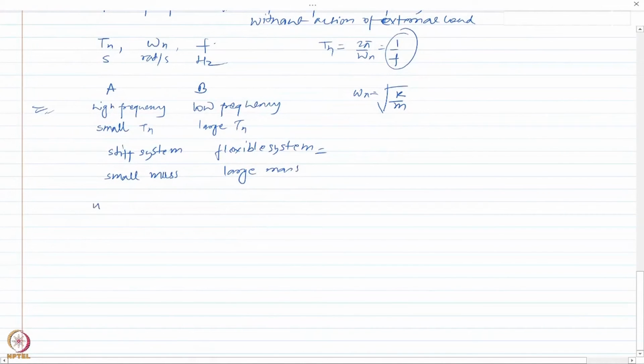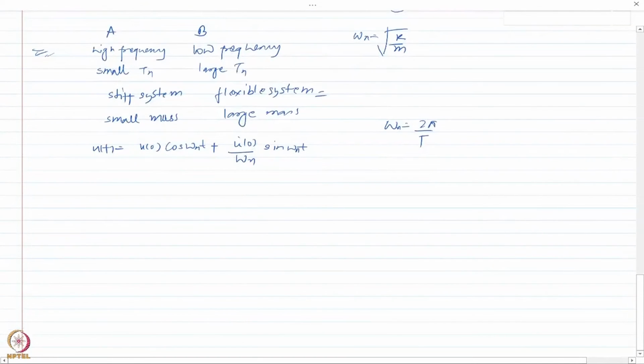Once that is there, let me come back to our expression for u of t, which we had obtained as u of 0 cos omega n t plus u dot 0 by omega n sine omega n t. And remember that we said that omega n I can write as 2 pi by T. So I can also write this expression with omega n t as 2 pi t by Tn.